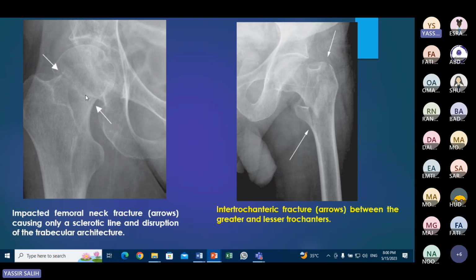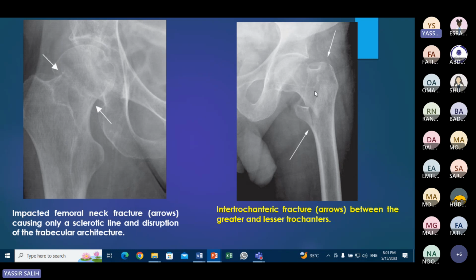Is this fracture in the neck of the femur? And where is the fracture here? Is it in the neck also? It is not. It is running from here to here. بيسموه ايش؟ What is this? Lesser and greater trochanter. This is an intertrochanteric fracture.